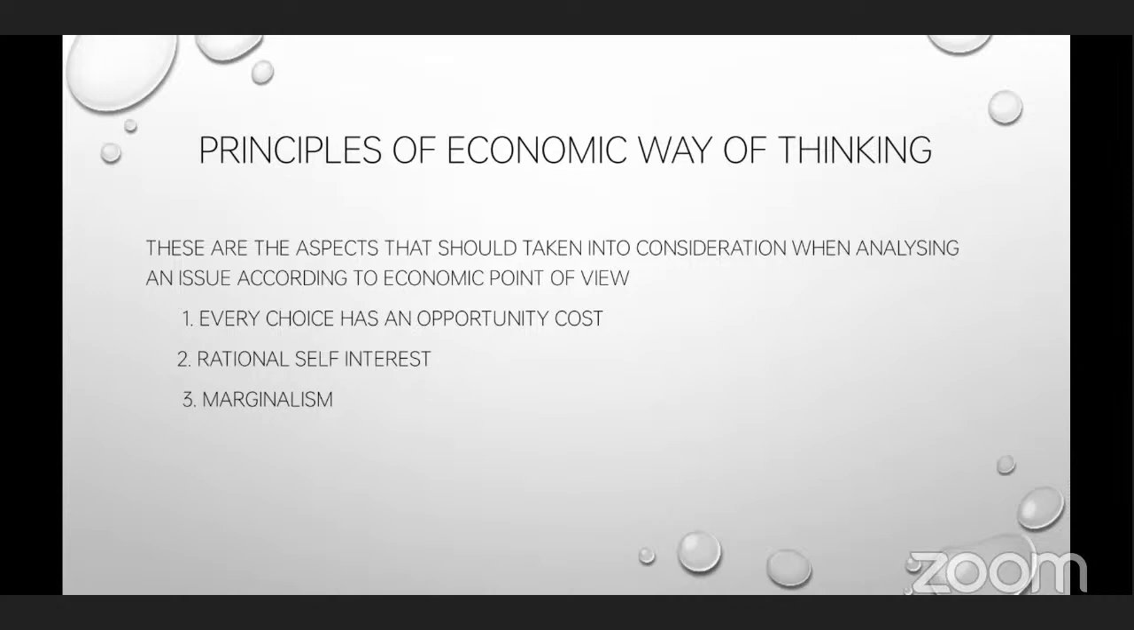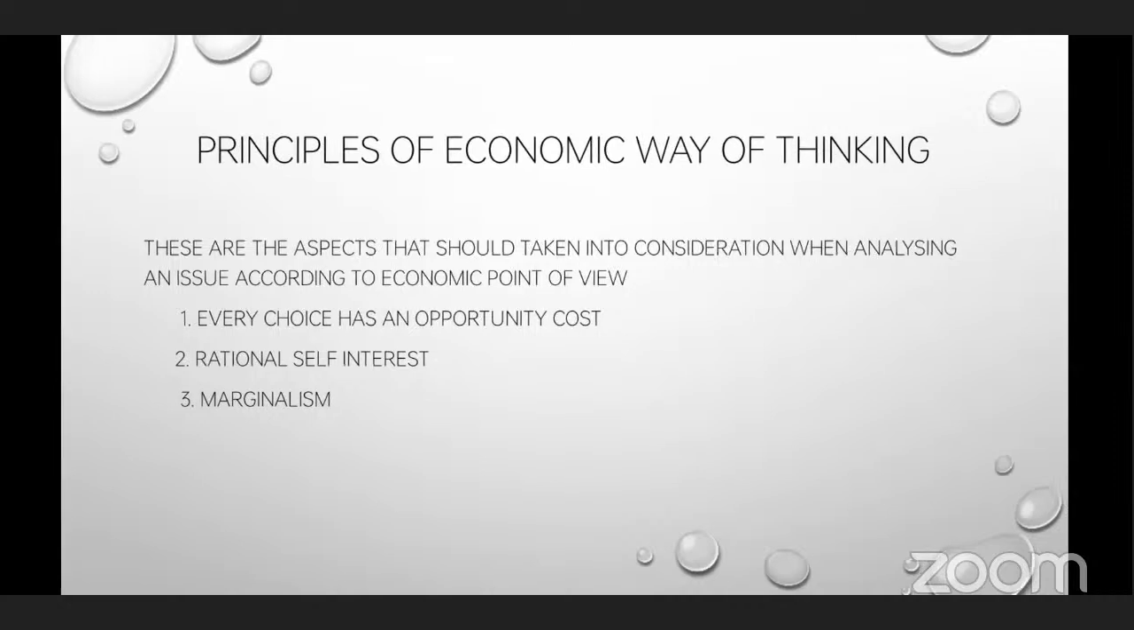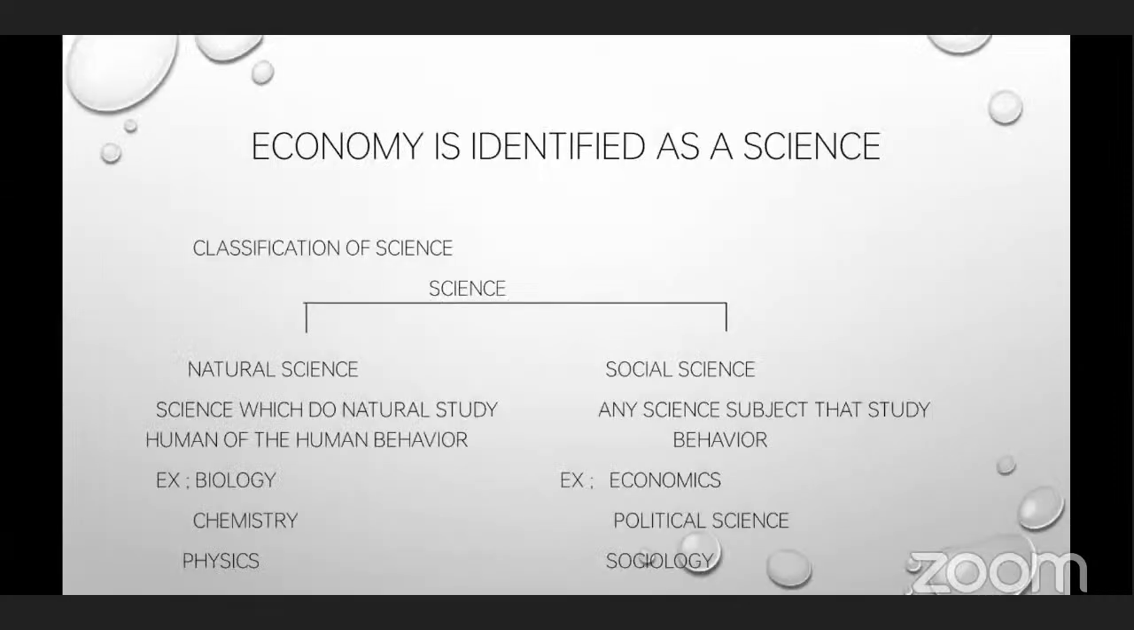Okay, the second one is rational self-interest. Every economic participant in the society makes their choice in order to minimize their own sacrifice or maximize self-interest. For example, consumers choose the cheapest goods from the supermarket to serve their interest. Third one is marginalism, marginal analysis. Okay, we'll move to the next slide.